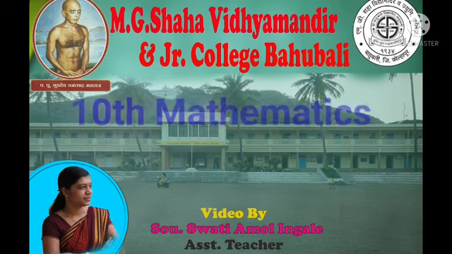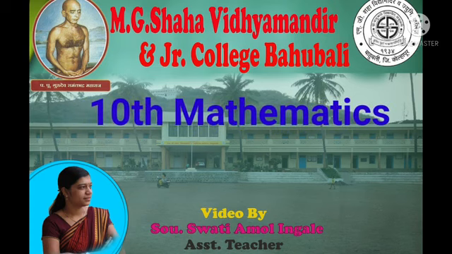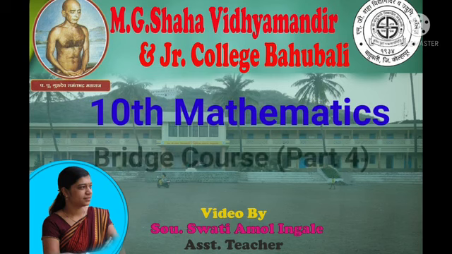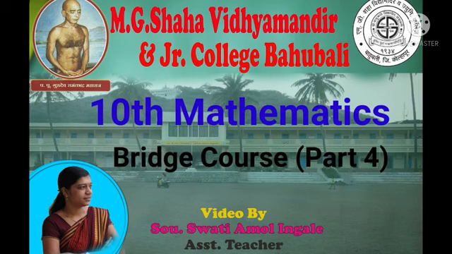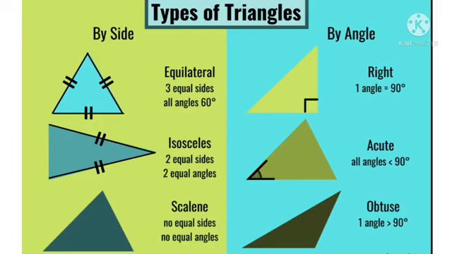Students, in 10th mathematics we had started the bridge course from 1st July. We had already seen 3 videos on this bridge course. Now we will see the next points, which are based on maths part 2. So let's start. See students, you had learned the word triangle from 6th standard. A triangle is a figure which has 3 sides, 3 angles and 3 vertices.